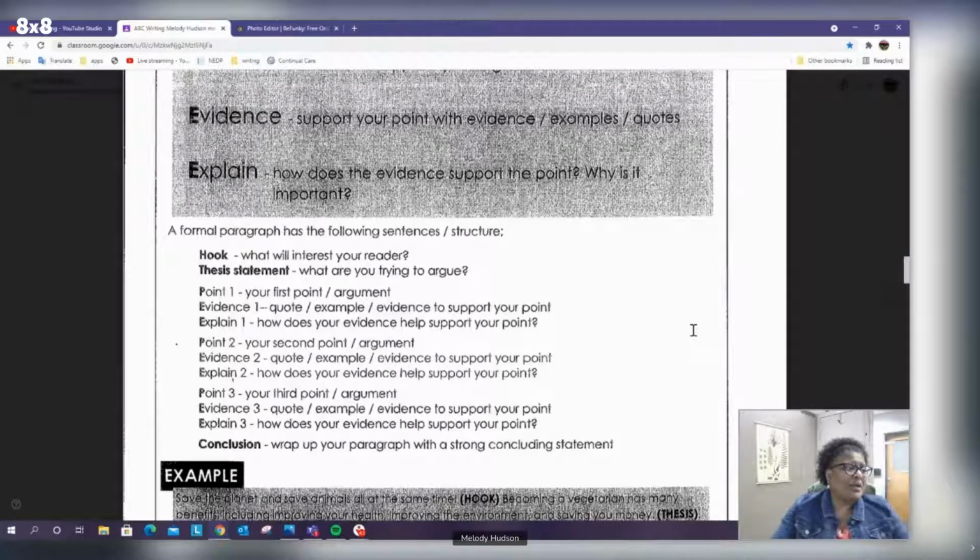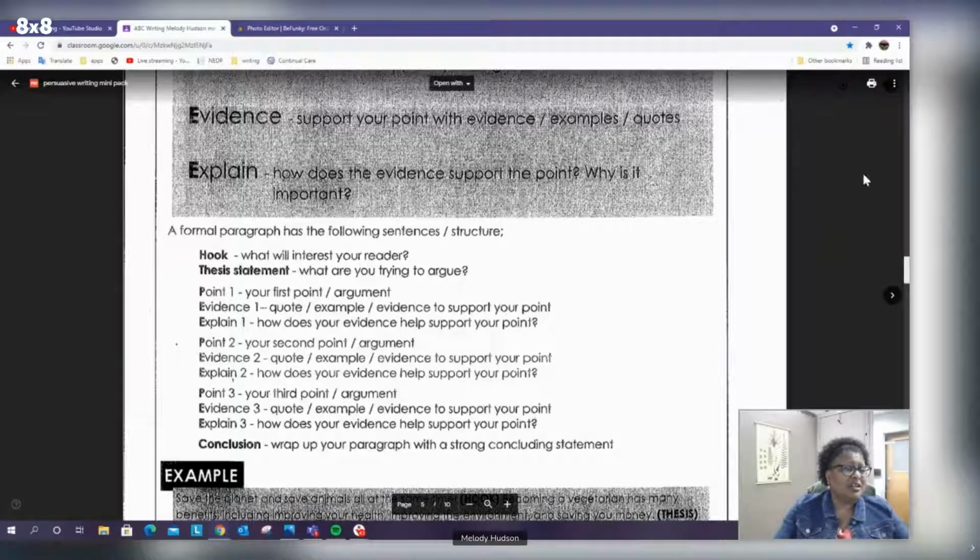So a formal paragraph has the following sentences and structures. The hook, we talked about what a hook is. How does it interest your reader? A thesis statement. What are you trying to say? What is your argument? Point one, PEE. Point two, argument, evidence, explain. PEE. Point three, your third argument, evidence, explain. And your conclusion, give a strong concluding statement.